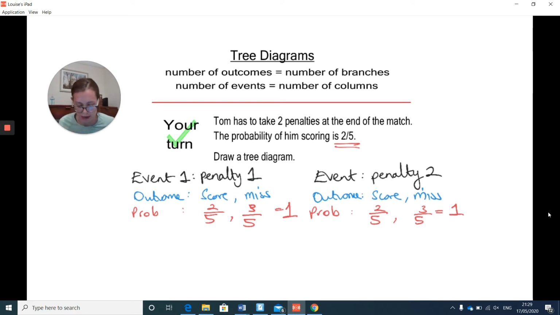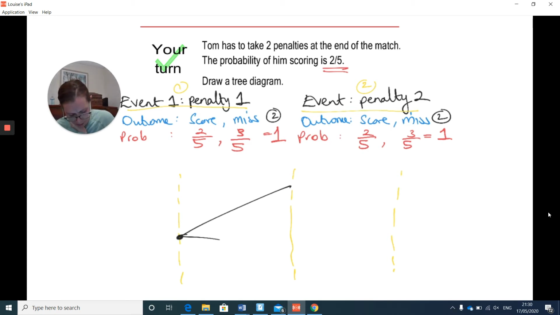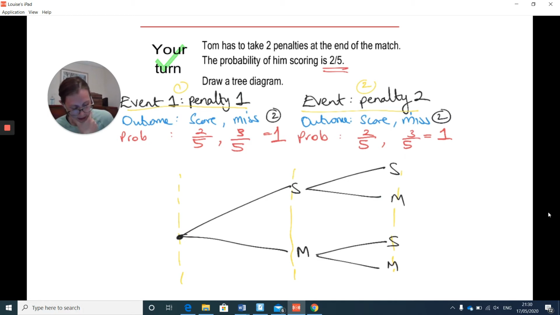Now you're ready to draw a tree diagram. We know that we should have 2 columns because you've got 1 event here and 1 event here. In each column, you're going to have 2 branches because you've got 2 different outcomes. So I start here and I go 1, 2. I could score and I could miss. And then for each of those, I could score and miss again. So score and miss, score and miss.